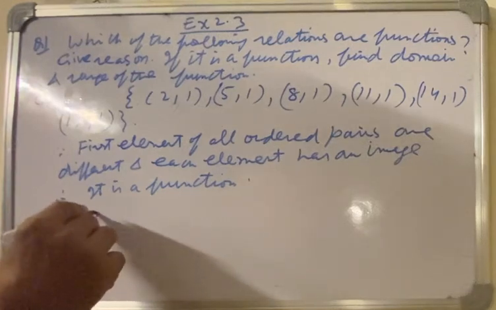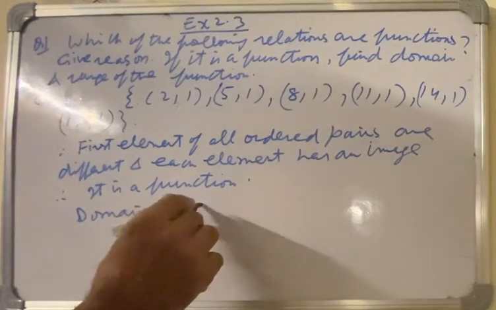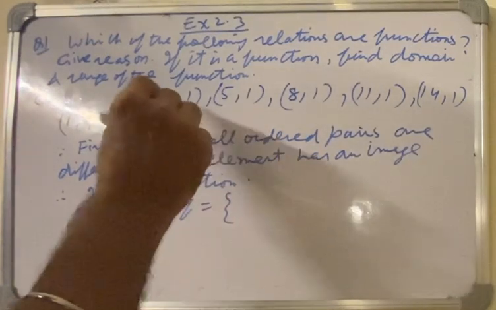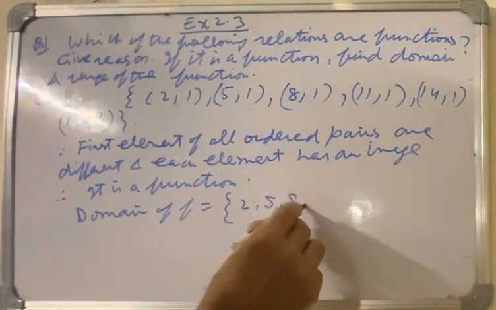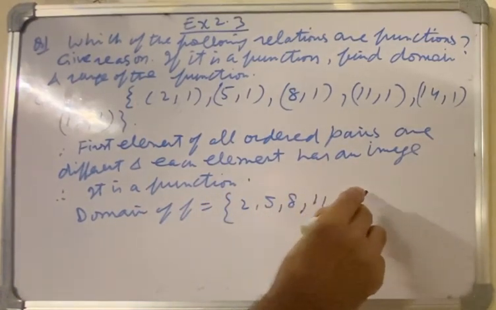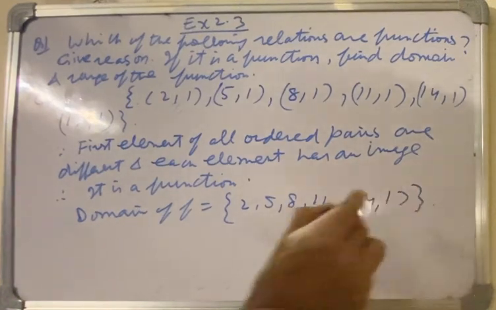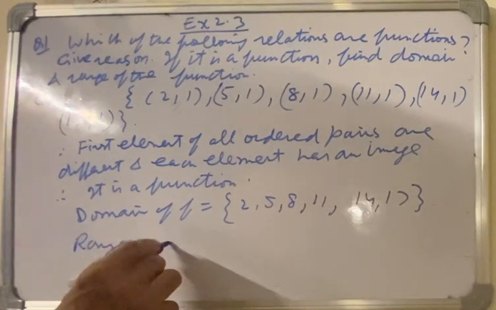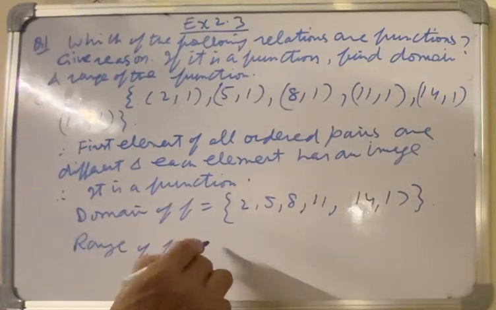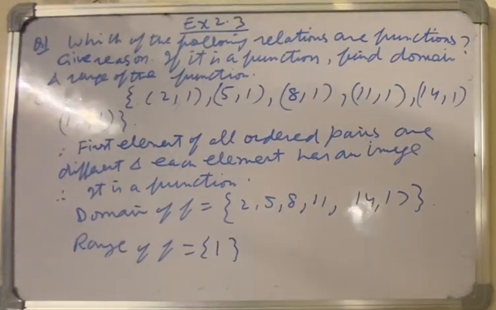Domain of the function is the set of all the first elements: 2, 5, 8, 11, 14, 17. And range of the function is the set of second elements, which is only 1, because all are related to 1. Then we take the second part.